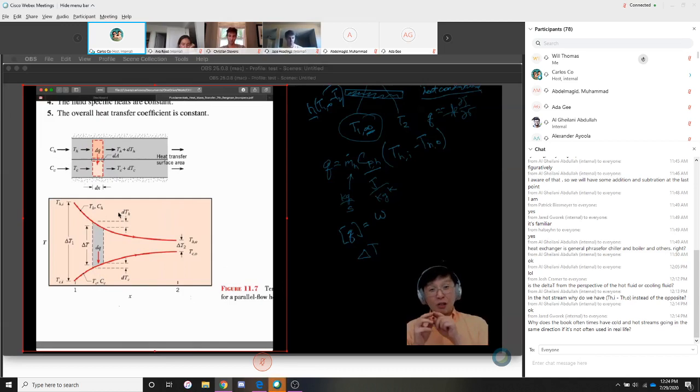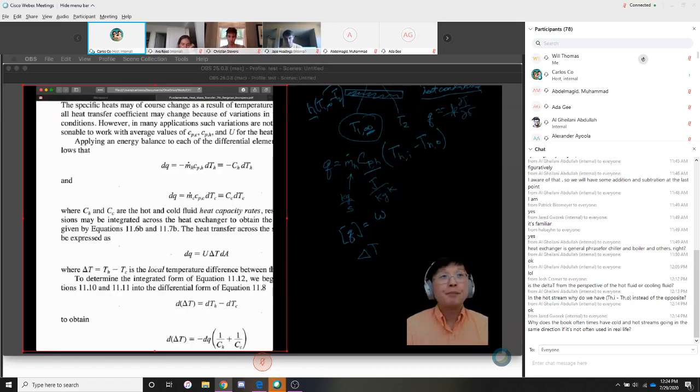So this d here is referring to how, as you go along, you use up the area available for heat exchange. Okay, so that's the meaning they're trying to imply for that small d.